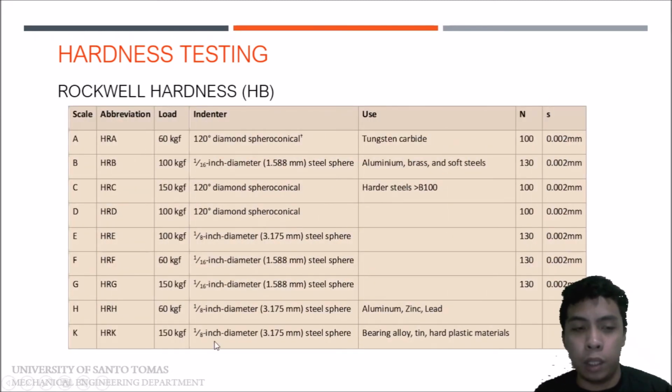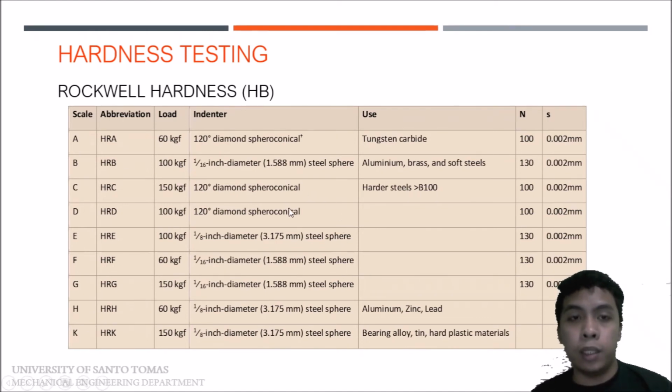So, meron silang table here, wherein meron silang different scaling and different abbreviation for the number. May katumbas din yan na load na nilalagay for the force applied to the indenter. And different scales have different types of indenter din. So makikita natin sa rightmost part ng ating table the values for N and S. So yun yung ginagamit natin in calculating the Rockwell hardness number. Next na pag-usapan naman natin is the rebound hardness test.